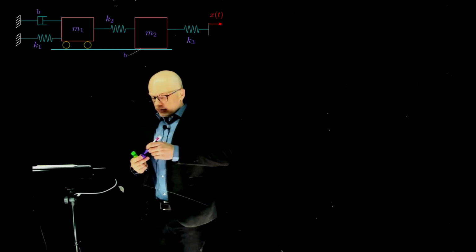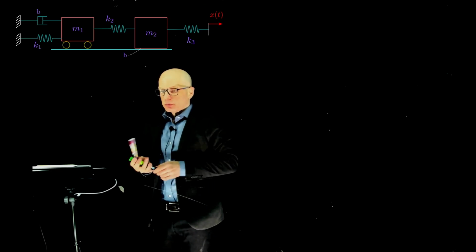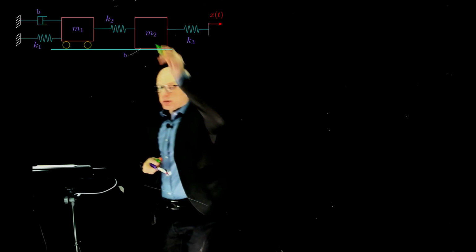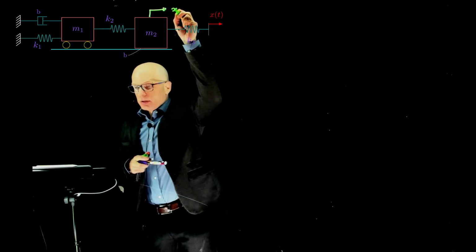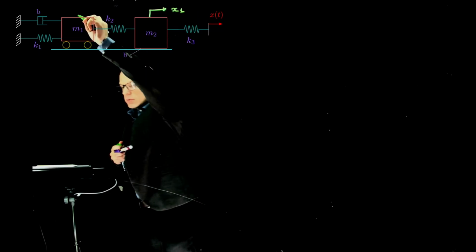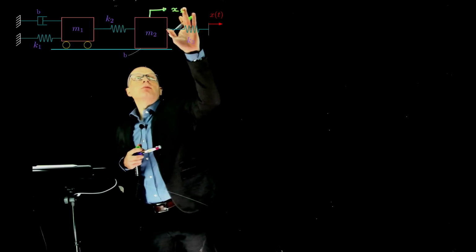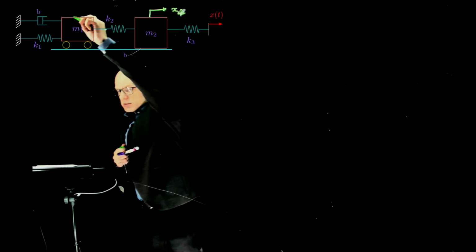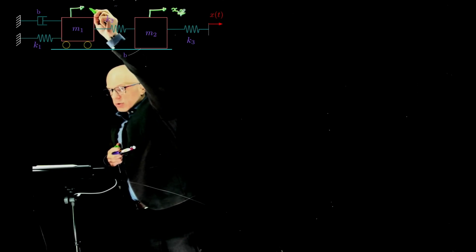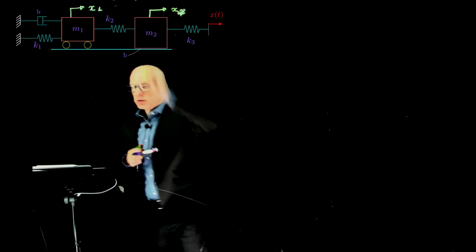So let's give these variables some names here. This mass is some displacement. M1, let's assume that has displacement x1. And this is M2, excuse me, this displacement x2. And this is M1, which has displacement x1.